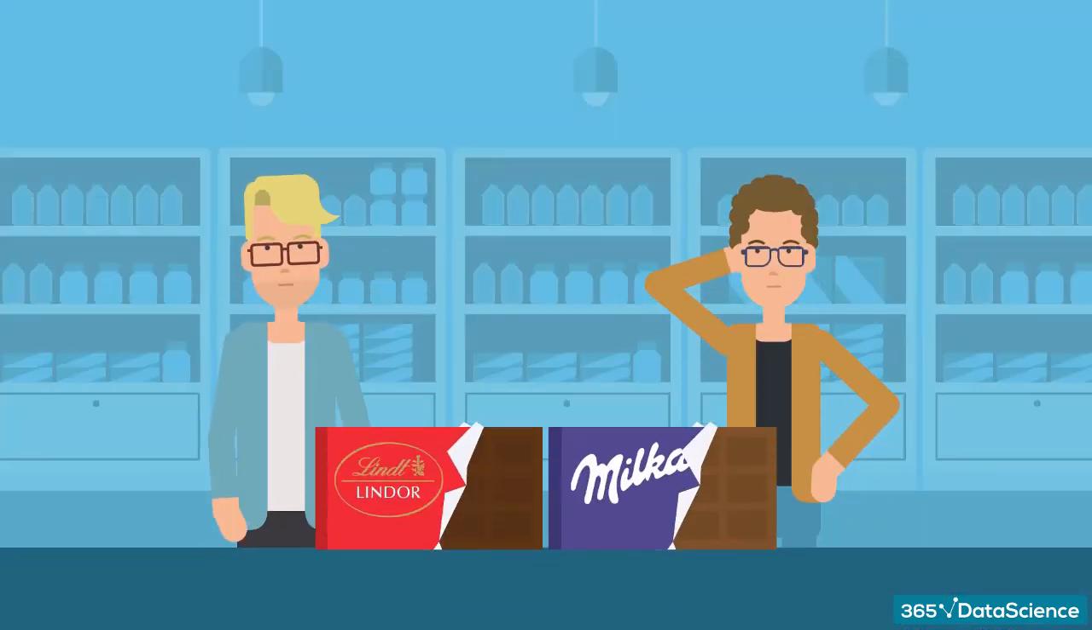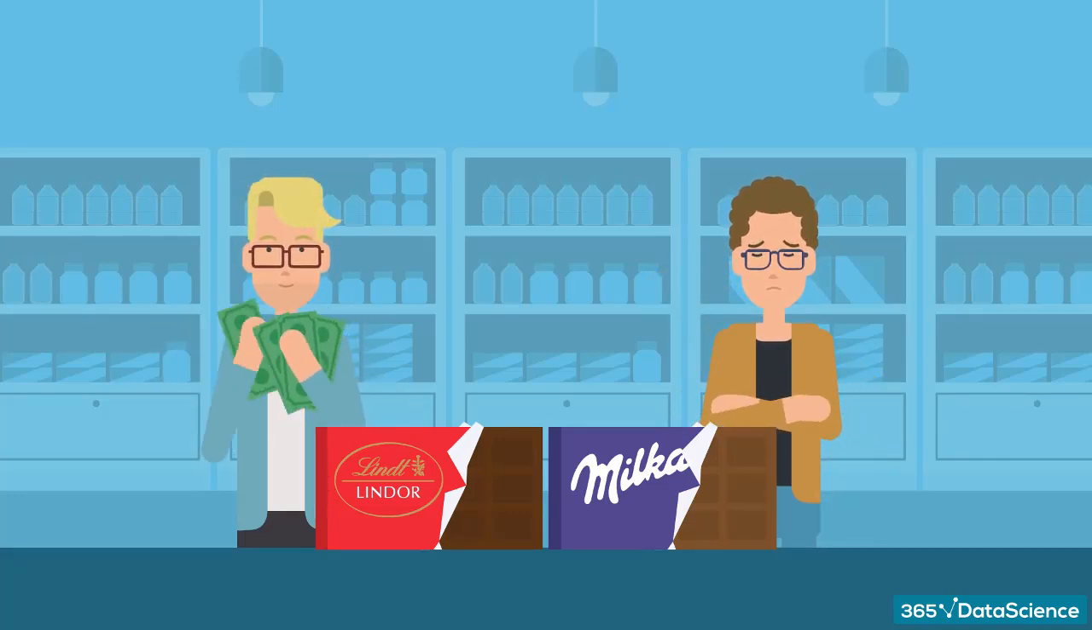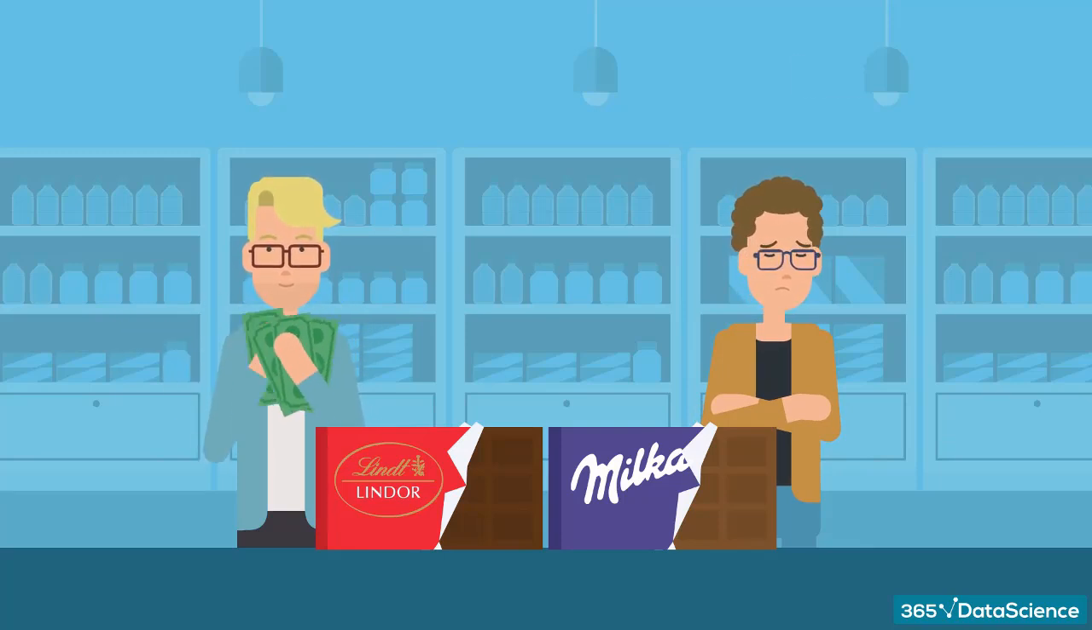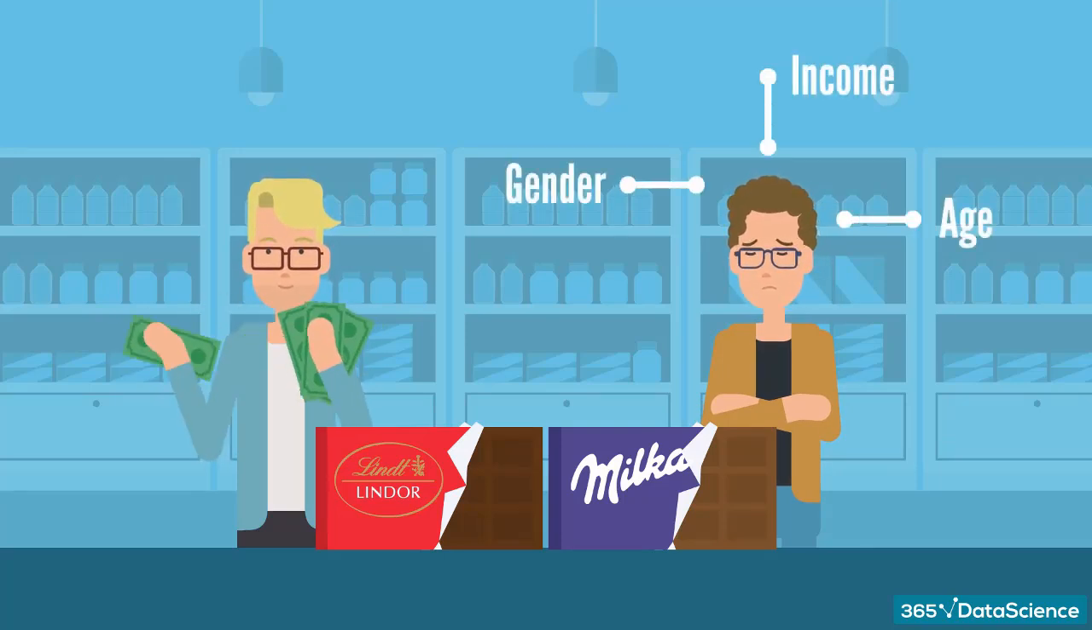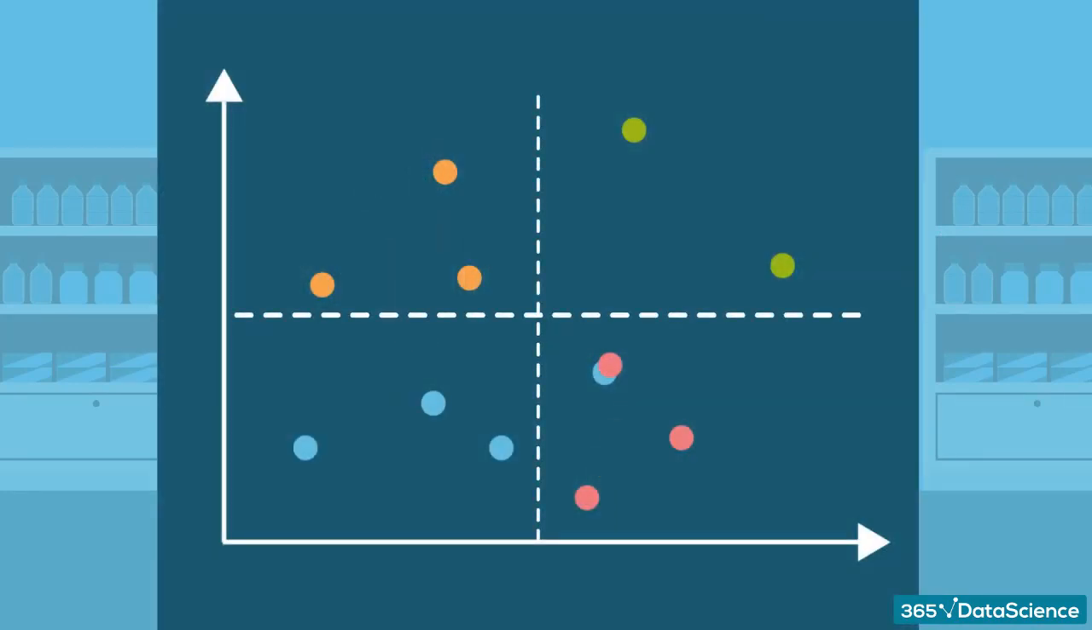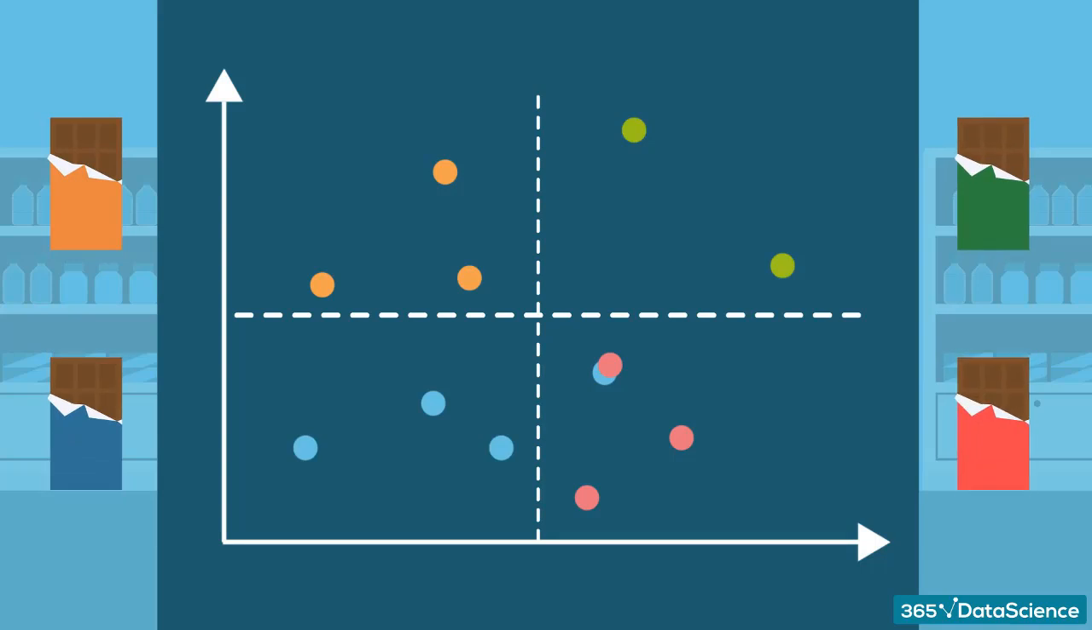For example, not everyone likes the same brand of chocolate candy bars. Moreover, not everyone can afford the same brand of chocolate. However, based on certain characteristics like income, age, and gender, we could divide our customers into segments where each segment prefers a certain type of chocolate.